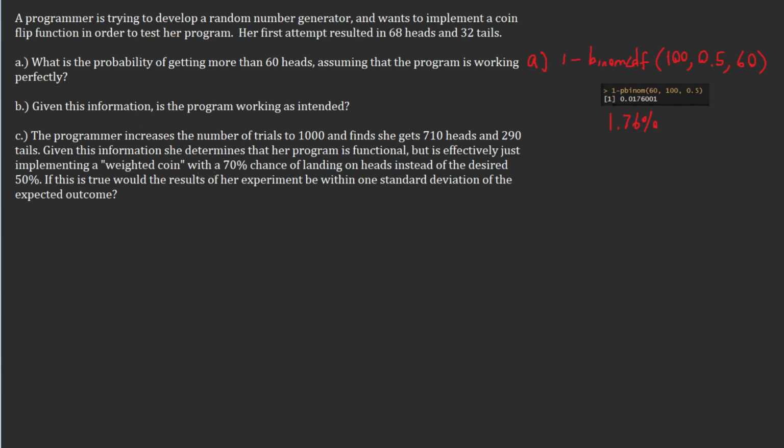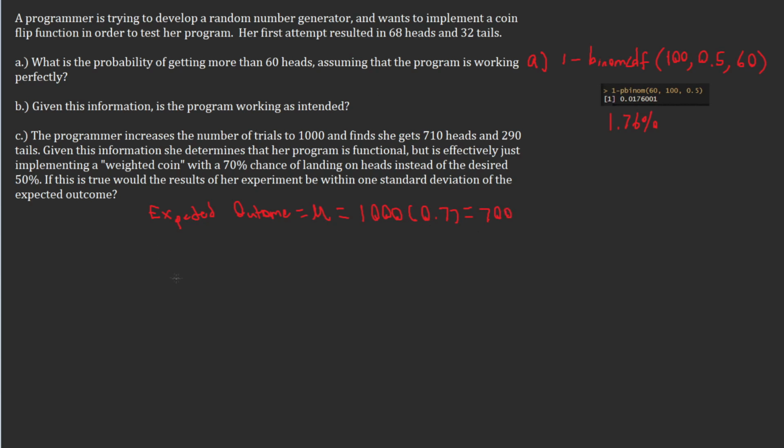This is a two-part question here. So what is the expected outcome? The expected outcome is just the mean of this binomial distribution, which is just the number of trials multiplied by the probability. So this is just going to be 1,000 multiplied by 0.7. And so that's just going to be 700. This is what we would expect.